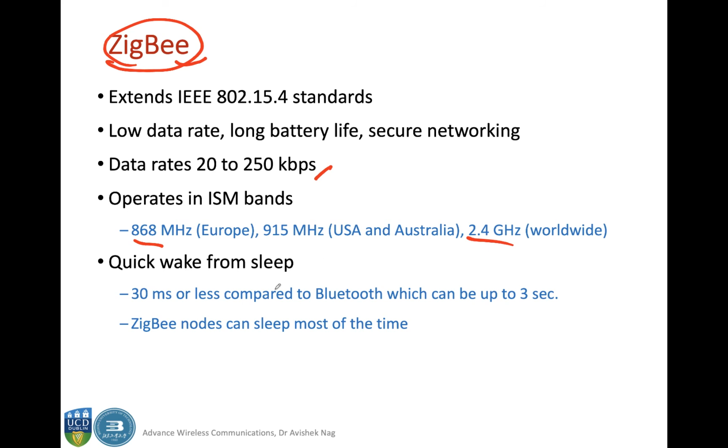And this has some functionalities like quick wake from sleep, so it takes just 30 milliseconds or less to be in the active state from the sleep mode, whereas Bluetooth can take up to 3 seconds. So ZigBee nodes can sleep most of the time, and because they take very little time to wake up, they can be quickly woken up and made operational.